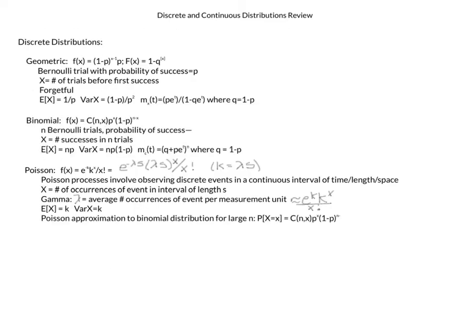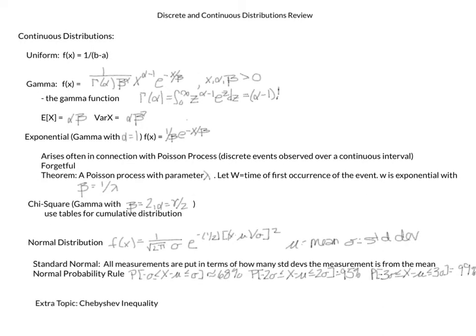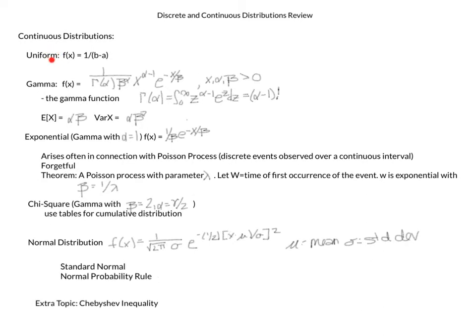For the discrete distributions, we will look at geometric, associated with Bernoulli trials. We will look at the binomial distribution, and we will look at the Poisson distribution. For the continuous distributions, we will look at the uniform distribution, the gamma distribution, the exponential distribution, and the chi-square distribution. Finally, we will look at the normal distribution, which you're already familiar with. That's the one where your bell curve and your grades are.